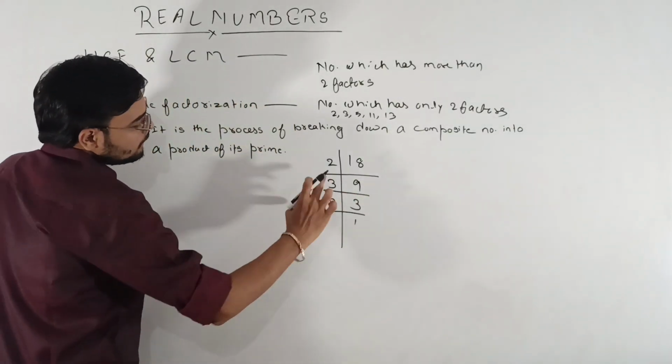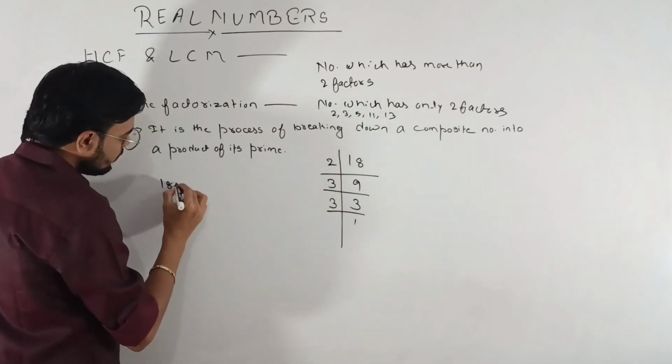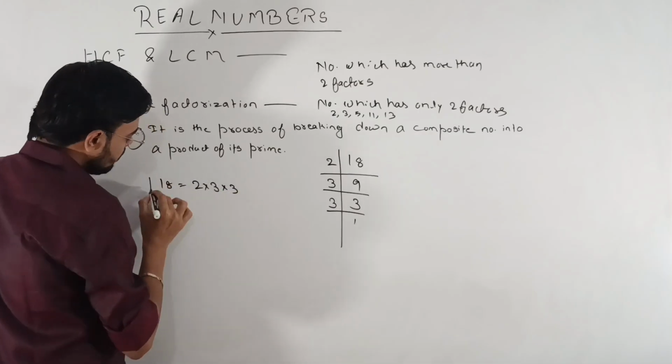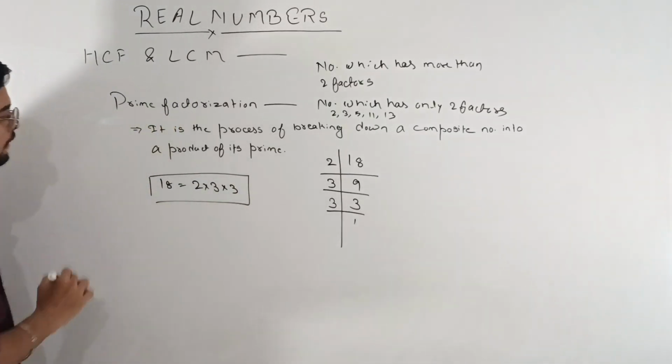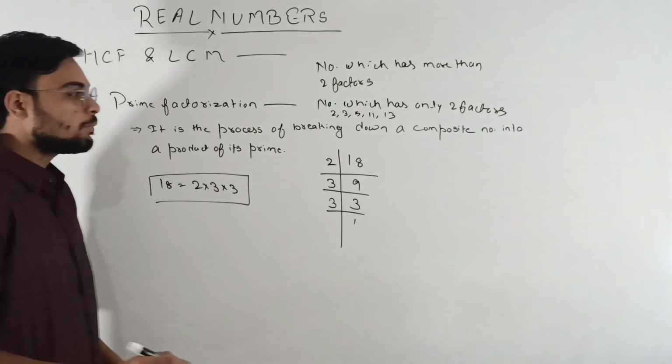Now, prime factorization means we have to write the product of its primes. So I write 18 equals 2 into 3 into 3. This is the prime factorization of 18. This is the product of its primes, 2 into 3 into 3. Let's take one more example.